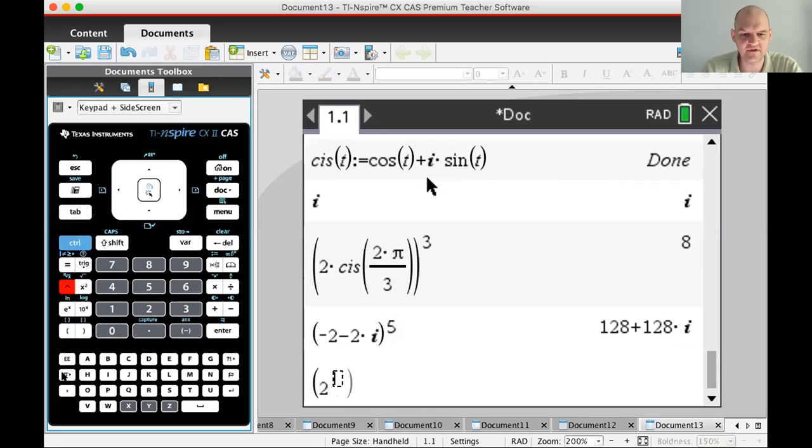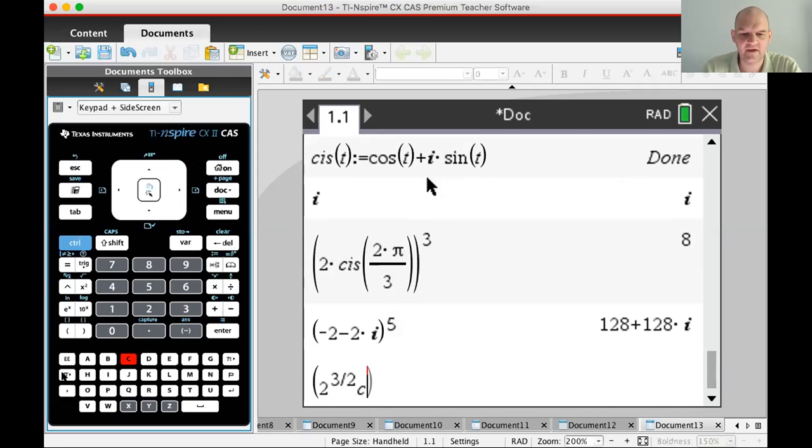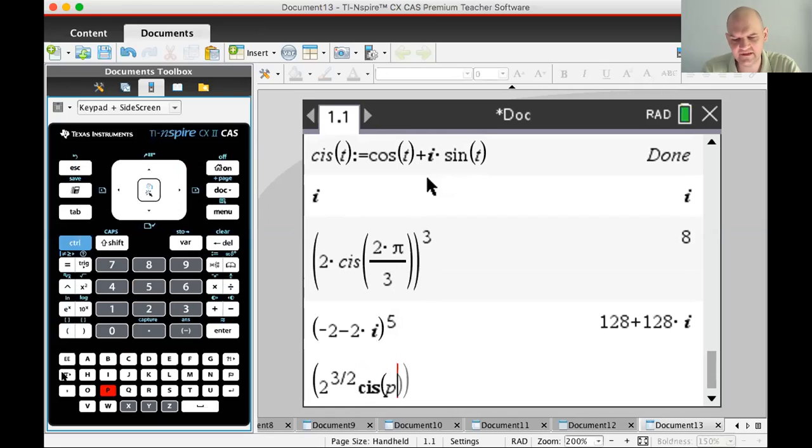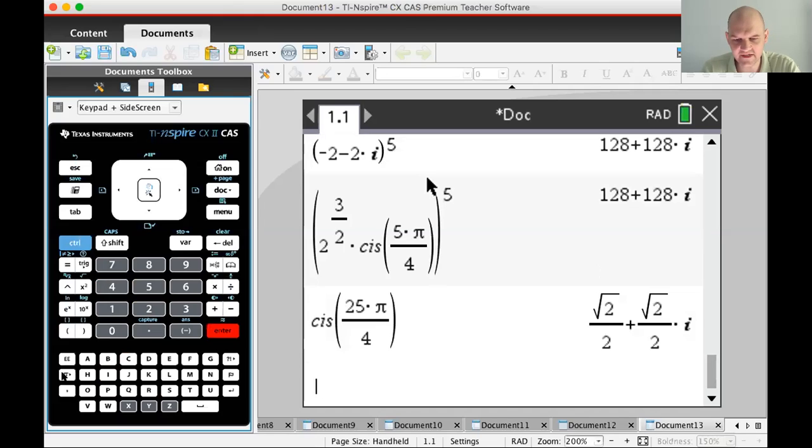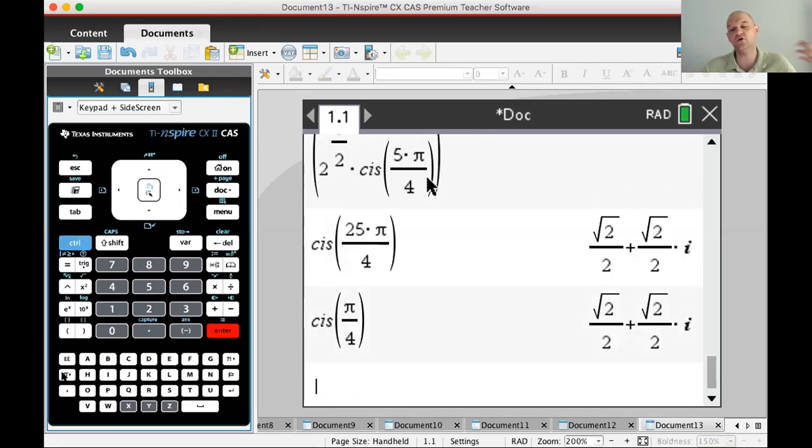If we do 2 to the 3/2, I mean, we already know this is going to work, but it's not terrible to do. 5 pi over 4, and then we raise that to the 5th. It'll give me the exact same thing. And then just to show you, if I do cis of 25 pi over 4, I get this, and if I do cis of pi over 4, I get this. So that's why all my simplifications worked as I went through it.